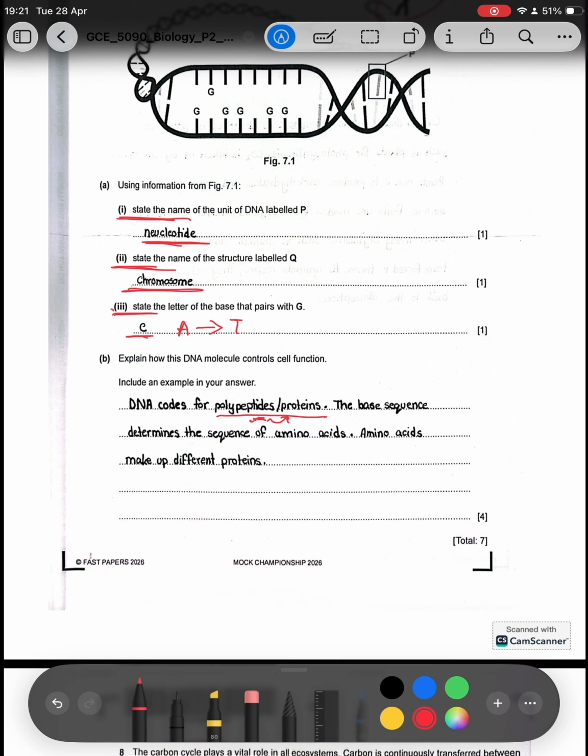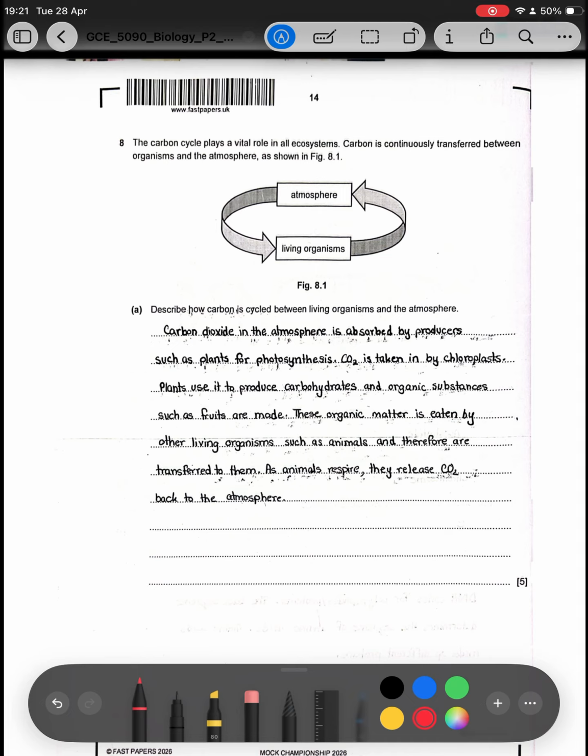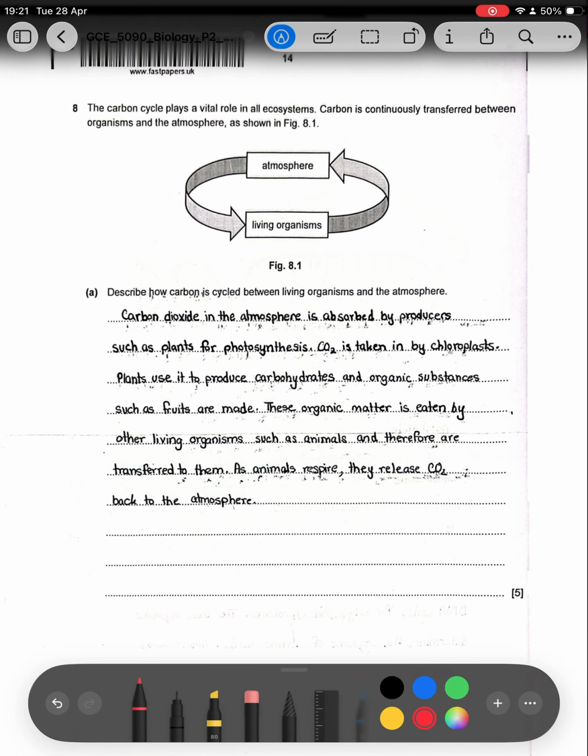So polypeptides are a chain of amino acids that act as building blocks of protein. So the amino acid sequence is where the DNA for specific proteins are determined. So amino acids basically make up different proteins. So what happens here is the DNA codes for polypeptides, the amino acid sequence arranges those polypeptides, and then proteins are formed. Okay. Number 8, the carbon cycle plays a vital role in all ecosystems.